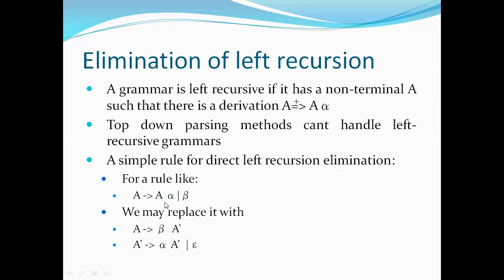So A is production with A alpha or beta. So we can replace that production with A is production with beta A dash. So here A dash is replaced with alpha A dash and or epsilon. So that is the one condition.